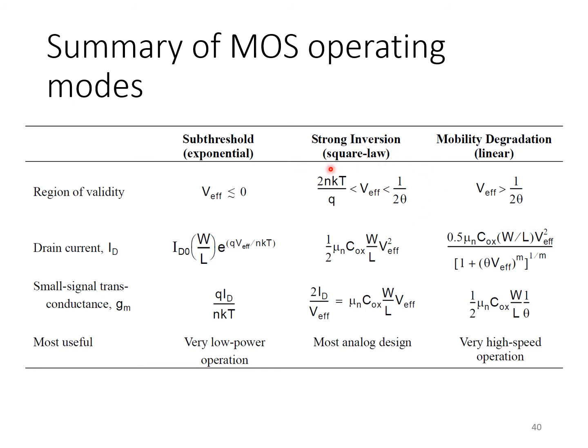V effective for the square law is bounded within this range here. And again, the takeaway point is subthreshold operation can be most useful when very low power operation is required, whereas operating around mobility degradation limits can be useful for very high speed operation. And most of normal analog design takes place swinging between these two limits and trading off speed versus power.